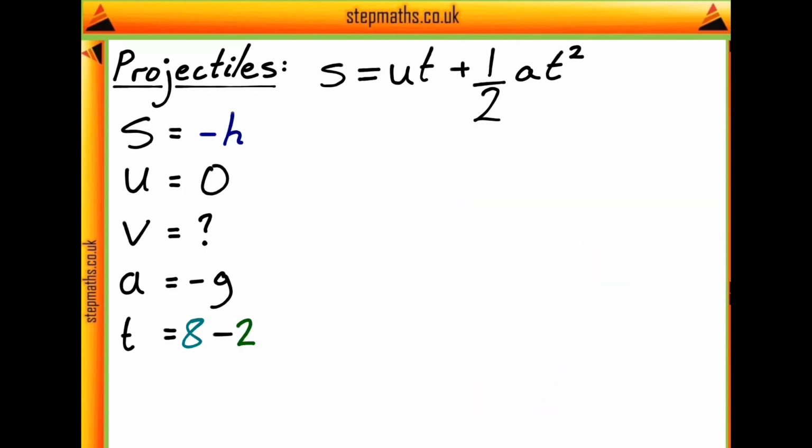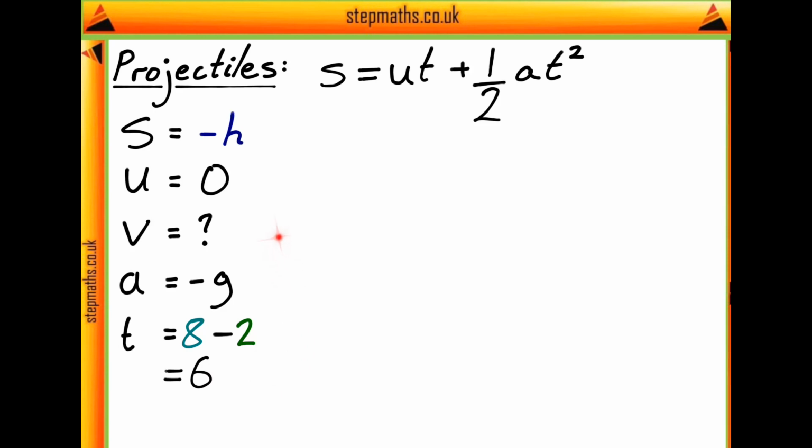Now we can go on to consider our second projectile. So here we're going to use the different Suvat variables, and now our time is going to be equal to our 8 seconds, but take away the 2 seconds because this projectile is fired 2 seconds later. So the amount of time this projectile is going to be in the air is just 6 seconds.